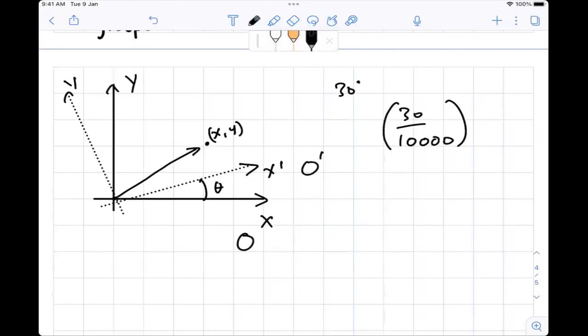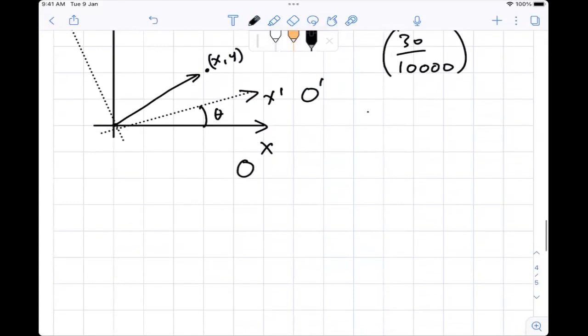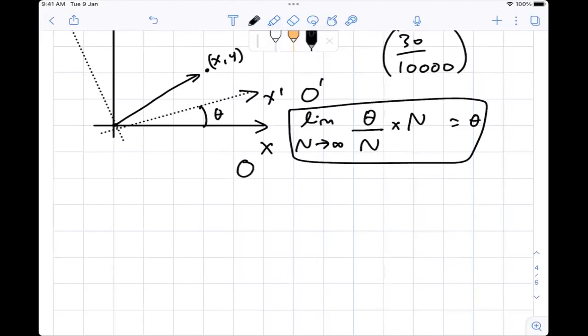Yes, sir. Okay, fine then. So let's say I want to rotate it by theta degrees. I will not do it in just one go. I will rotate by theta over n, and I'll do it n number of times. I can also take this limit, and if I take this limit, I still get theta, because n and n will cancel out. So this is the operation I have in my mind.